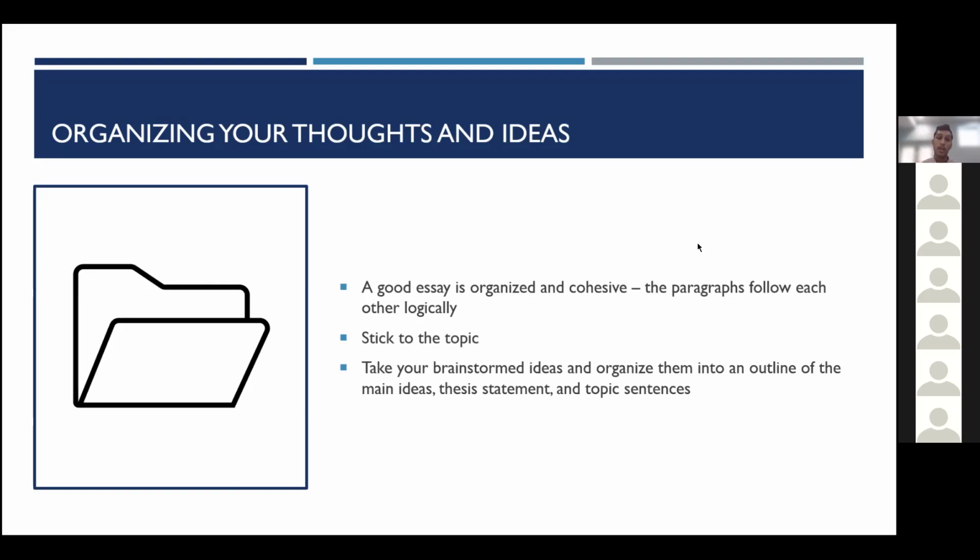Another really important thing is sticking to the topic. Make sure that you're not writing about, you know, your first idea is related, but then your second idea is only related to the first idea and not related directly back to the topic. You want to make sure that each idea is directly related to the topic, and then under that idea, you have supporting arguments or supporting ideas for the main idea, right? And so, like I said, you're going to take your brainstorm ideas, organize them into an outline of the main ideas, thesis statement, and topic sentences.